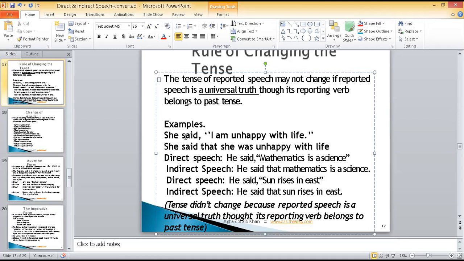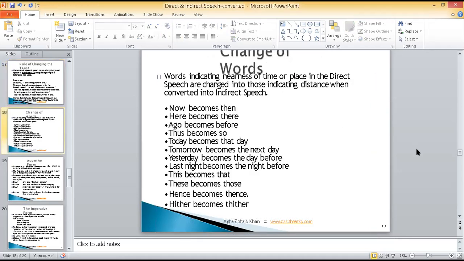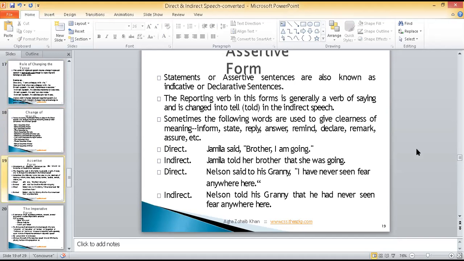So understand that universal facts are not to be changed no matter what tense they show up in. Now there are a few important things that change: now changes into then, here into there, ago, before, thus changes into so, today into that day, tomorrow, next day, yesterday, the day before, last night, the night before. This becomes that, these becomes those, hence becomes thence, and the last one is difficult to pronounce, I'm not going to pronounce it.